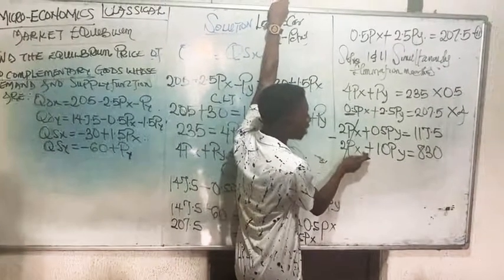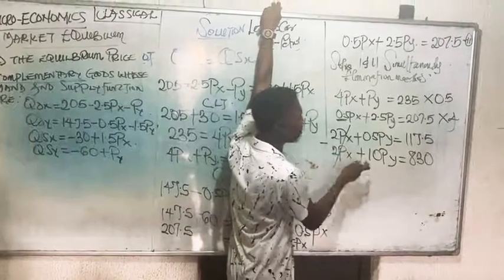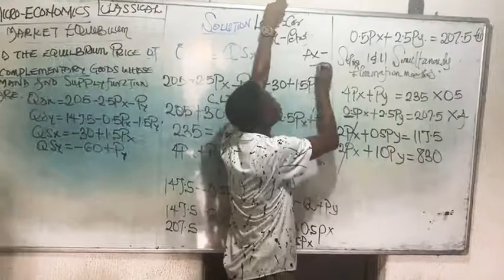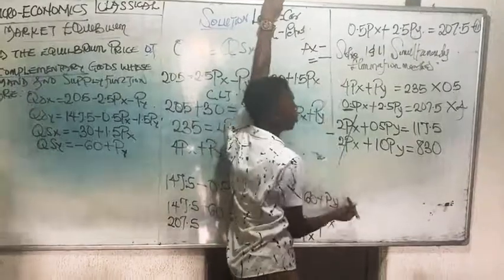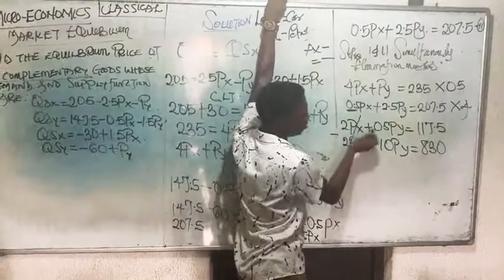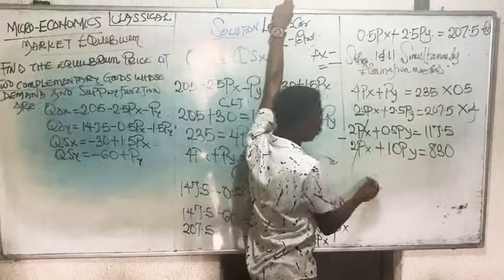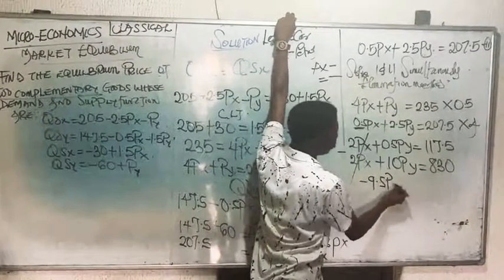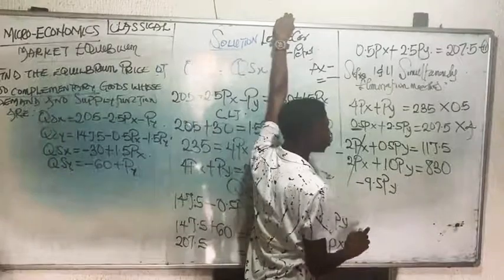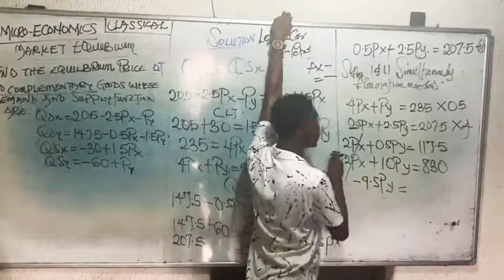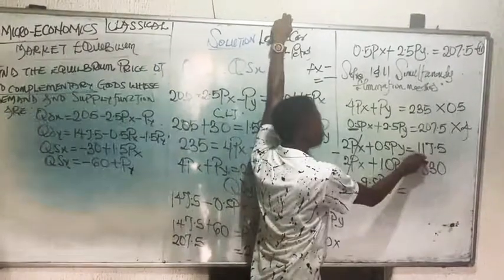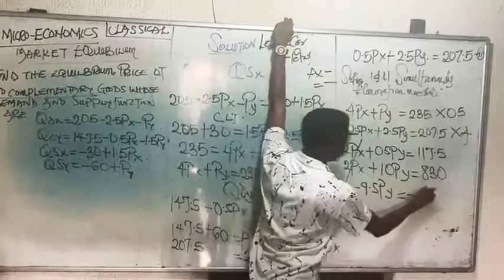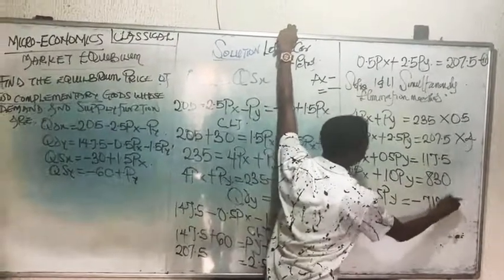Now, what about this? Do not forget that the negative value will affect the other terms too. Plus times minus will give us minus, so 0.5Py minus 10Py gives me minus 9.5Py. The negative value also affects this side, so it gives minus 712.5.